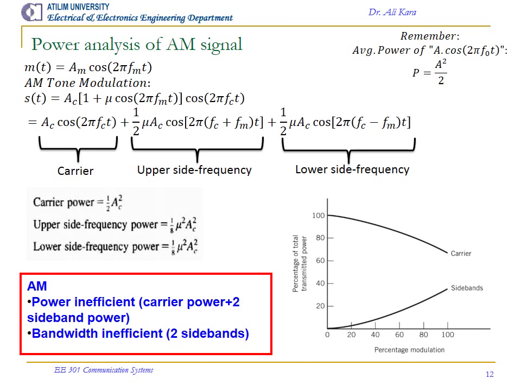AM is power inefficient. There is carrier power plus 2 side bands. AM is bandwidth inefficient. There are 2 side bands.